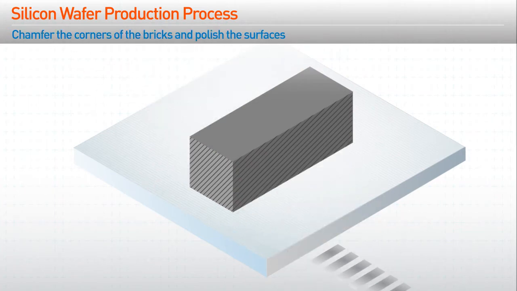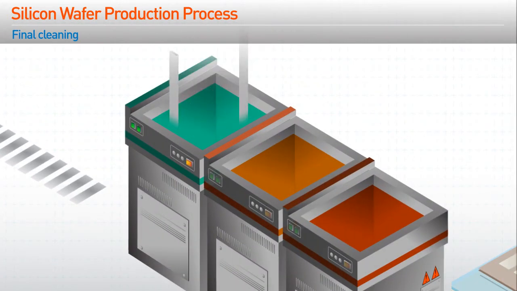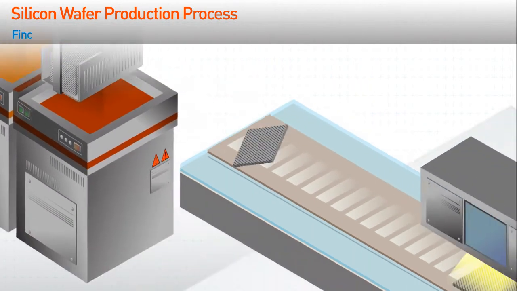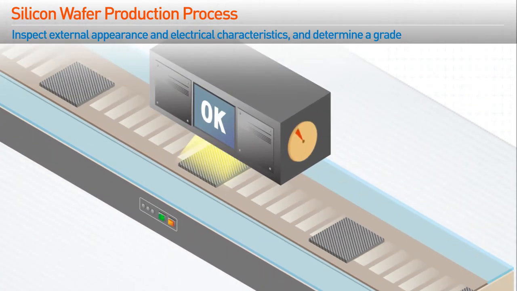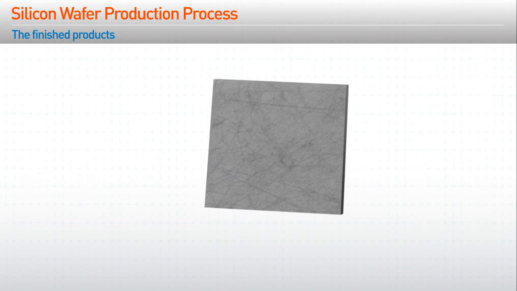The surfaces are then polished and the bricks are sliced. Next, the final cleaning is performed. After inspecting their external appearance and electrical characteristics, each wafer is graded, and then the completed products are shipped out.